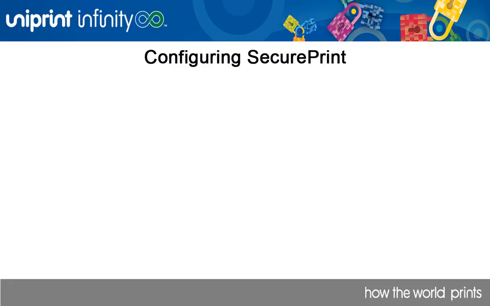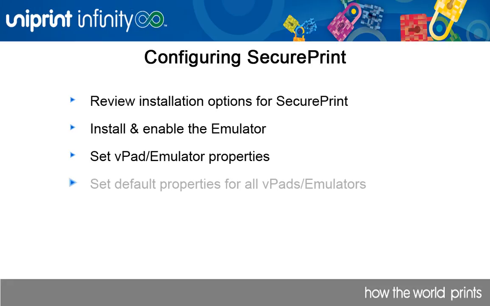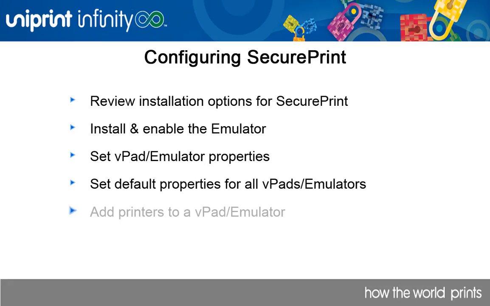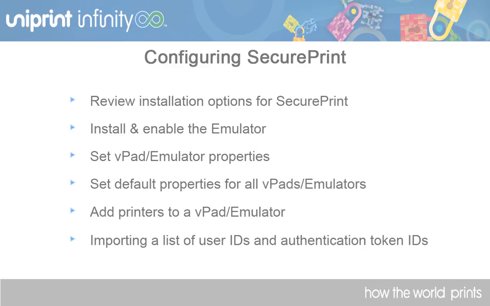Before we start configuring SecurePrint, we'll quickly review the installation options required for SecurePrint. Then we'll install and enable the SecurePrint Emulator. We'll then show you how to change vPad properties through the UniPrint Management Console, and how to set vPad properties globally for all vPad devices. We'll add or associate printers to a vPad and import a list of user IDs and their associated smart card IDs into SecurePrint. Let's begin by going to a Windows workstation.